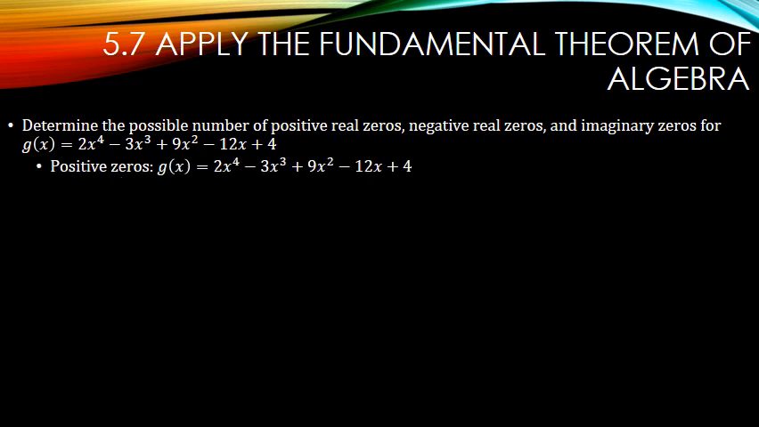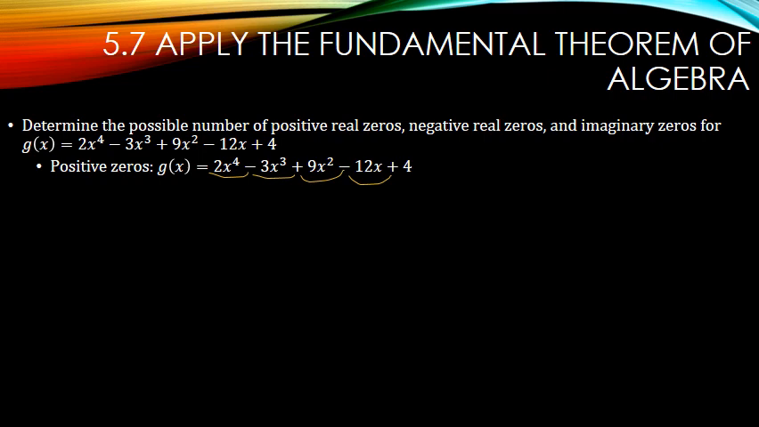So for the positive real zeros, take the function and count the number of sign changes, such as it goes from a positive 2 to a negative 3. That's one sign change. And it goes from negative 3 to positive 9. That's another sign change. Positive 9 to negative 12. It's another sign change. And negative 12 to positive 4. That appears to be 4 sign changes.